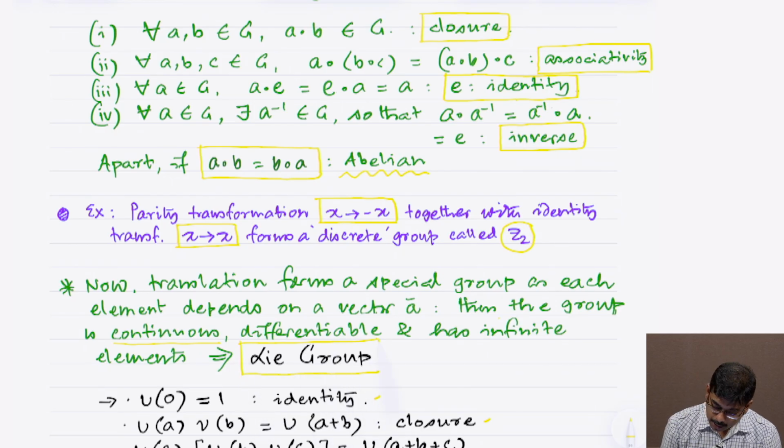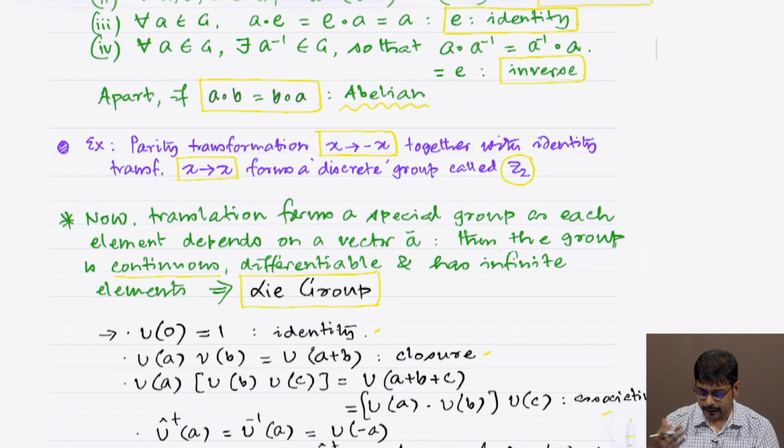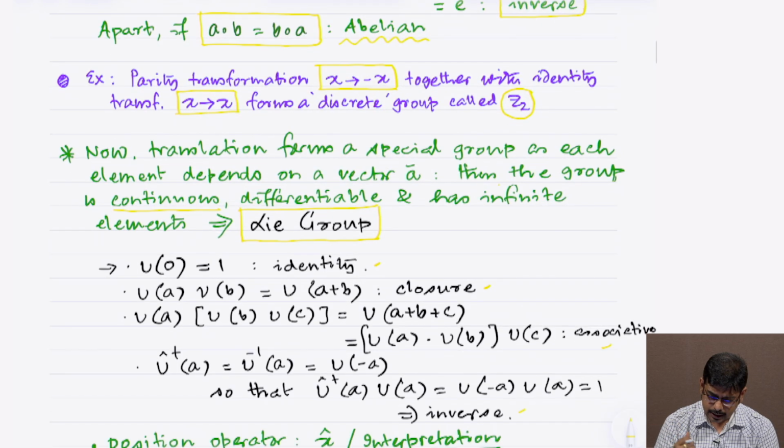Okay. So, I am not going into very formal definitions of all these things, but there is a beautiful book by Morton Hammermesh. If you want to go back and take a look, you should. Okay. So, because this translation forms a special group which depends on a vector A and which is continuous, differentiable, you can generate infinitely many elements for this group, and so this is the Lie group.